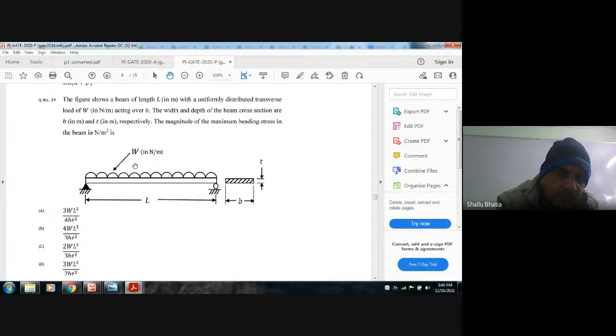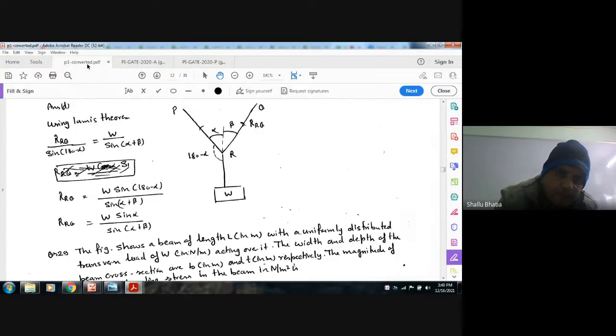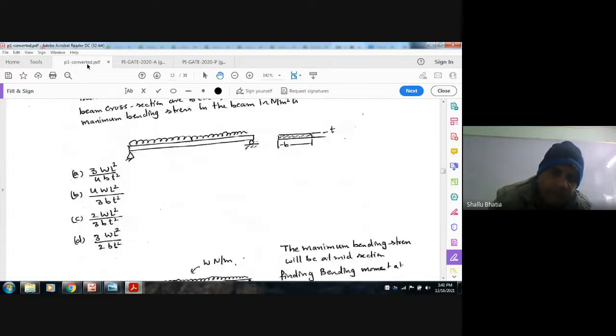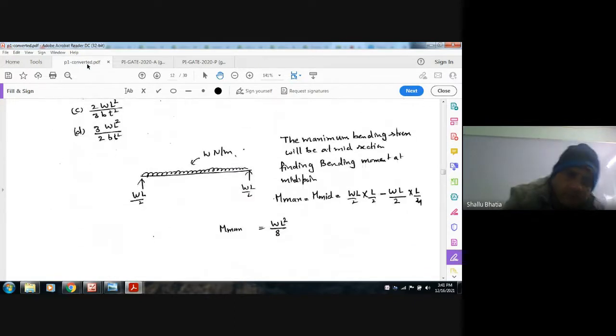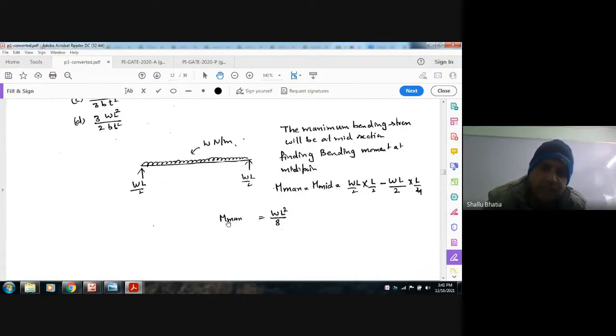So the bending moment at the midpoint is WL square by 8. Okay, maximum will be at midpoint. WL square by 8 in UDL. You can remember the formula or you can calculate W by 2 into L by 2 minus W by 2 into L by 4.